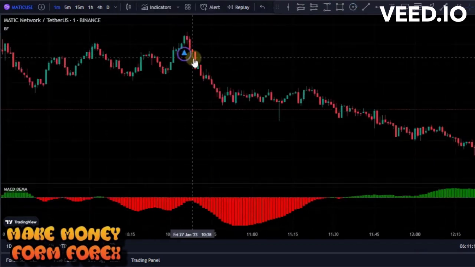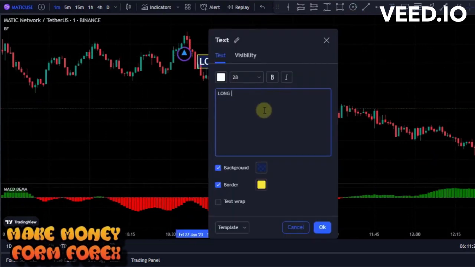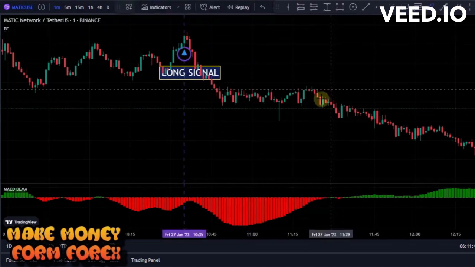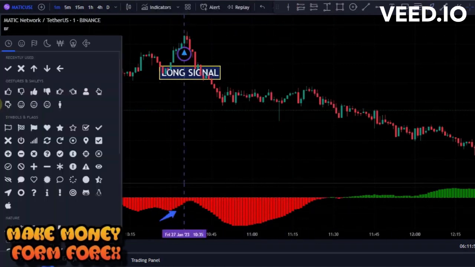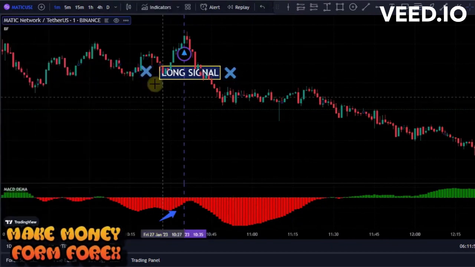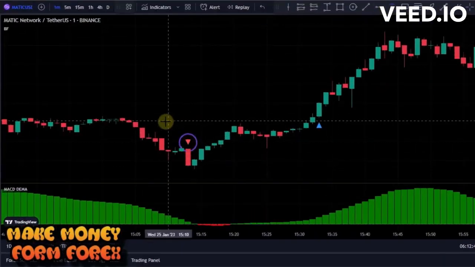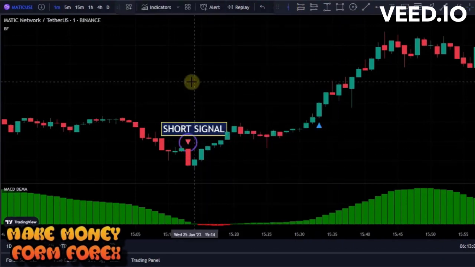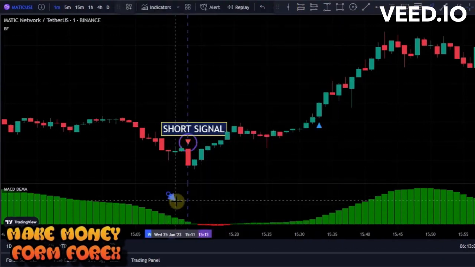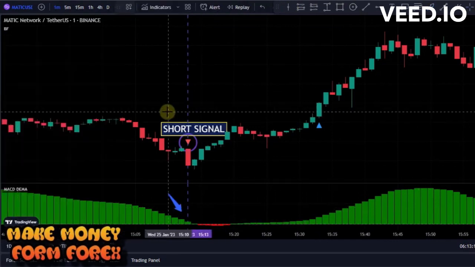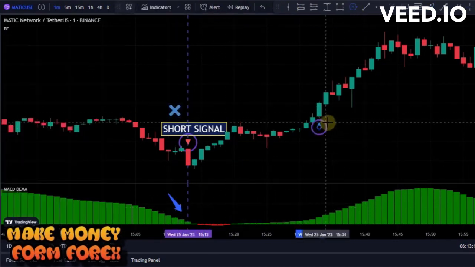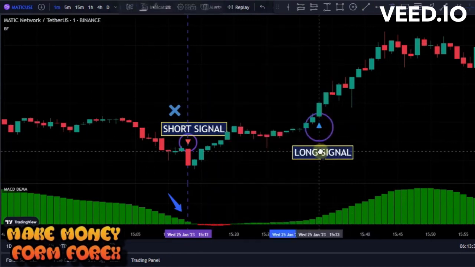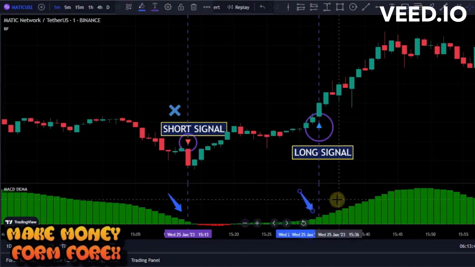In this example, a long breakout signal is issued. But this signal is correctly rejected by the MACD demo. In this one, a short breakout signal has been issued. And this signal also correctly rejected by the MACD demo. But in the next signal, which is a long breakout signal, it is confirmed by the MACD demo indicator, and you could get a good profit from this signal.